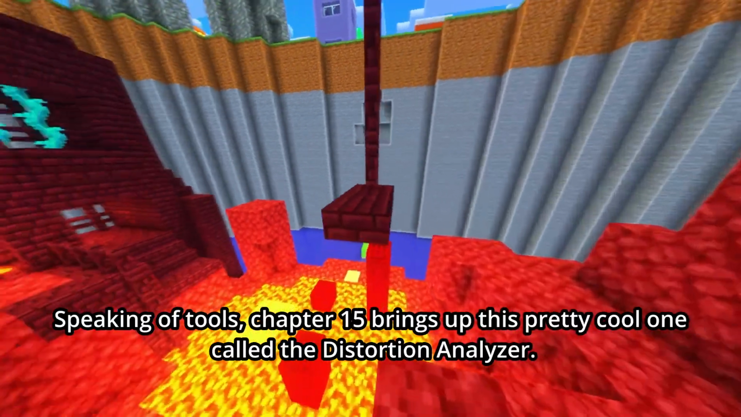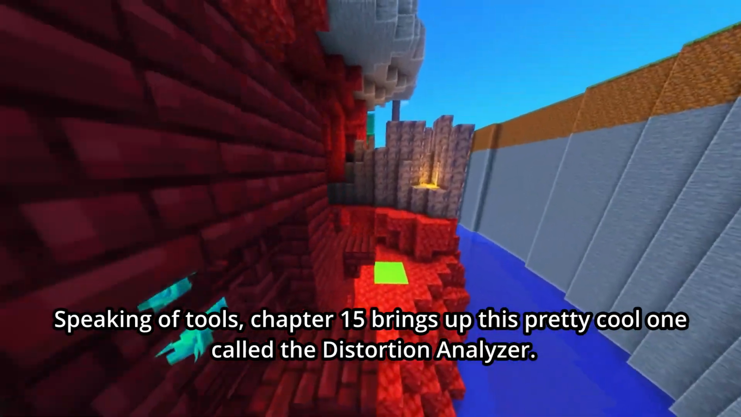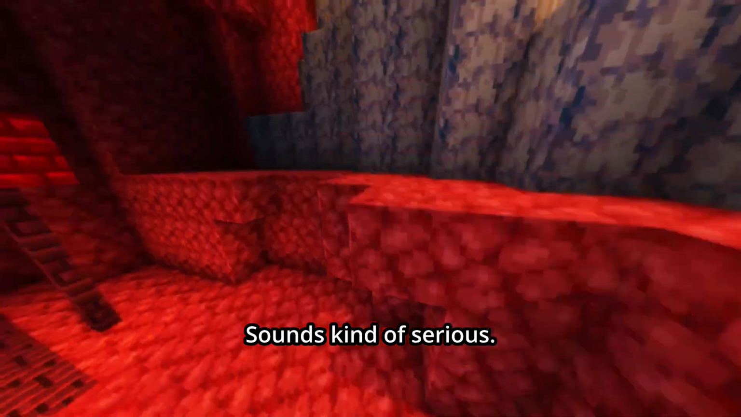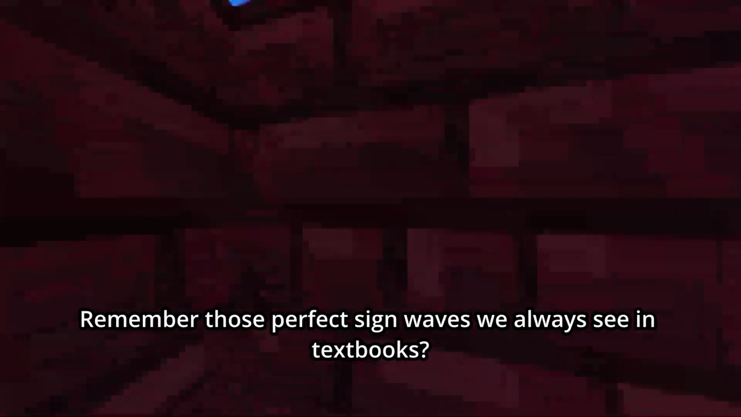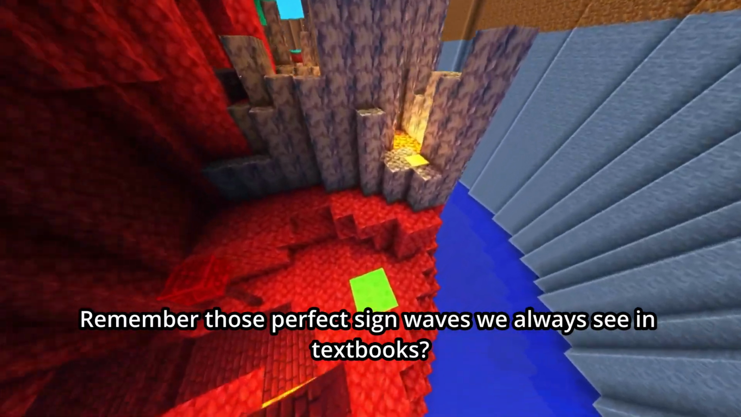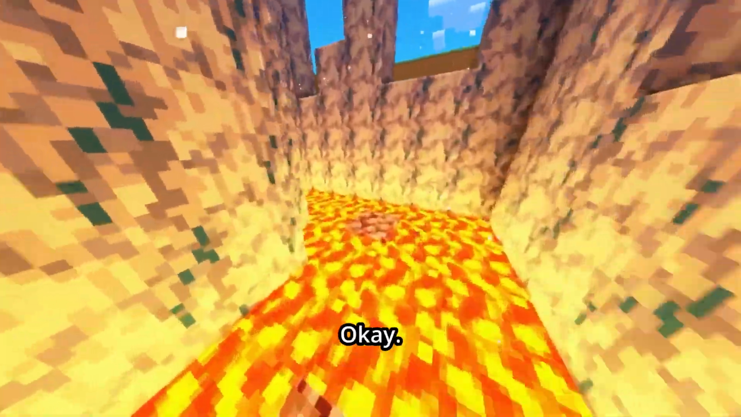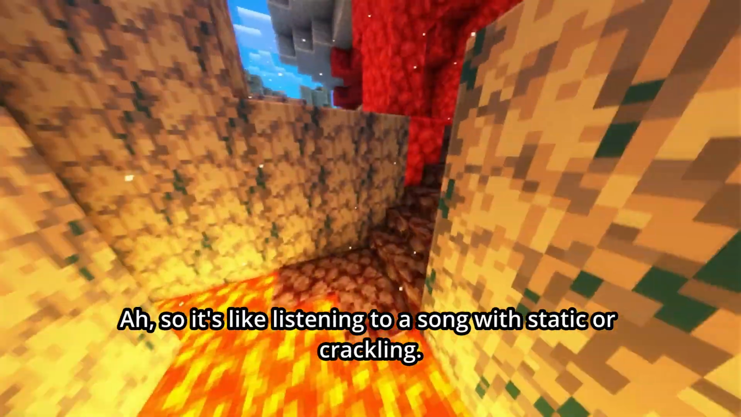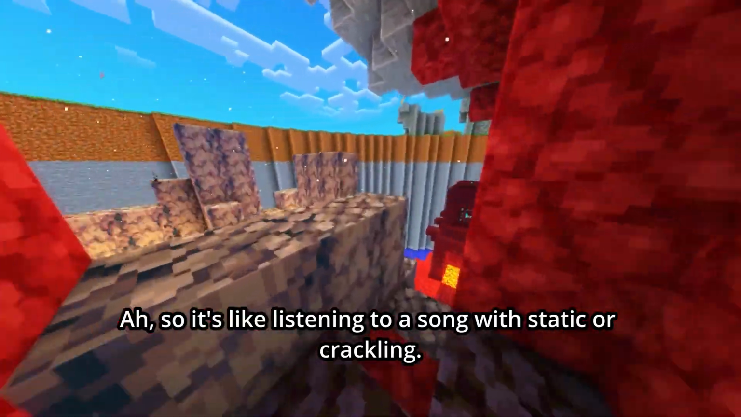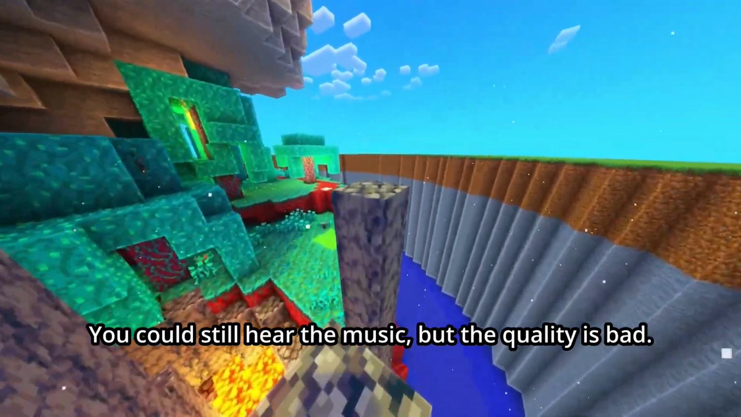Right. Speaking of tools, Chapter 15 brings up this pretty cool one called a distortion analyzer. Distortion analyzer. Sounds kind of serious. It is. It's all about how pure a signal is. Remember those perfect sine waves we always see in textbooks? Yeah. Well, in real life, AC signals can get messy. They pick up extra frequencies or harmonics, which kind of warp the original wave. So it's like listening to a song with static or crackling. You can still hear the music, but the quality is bad.